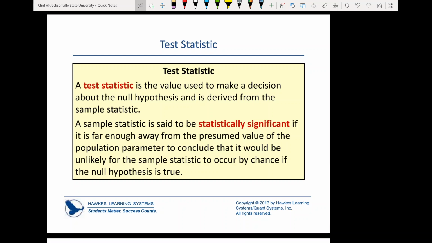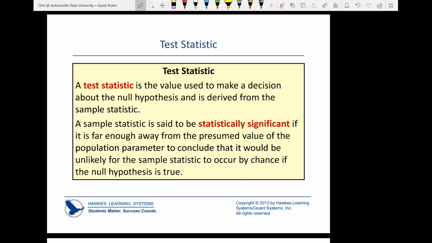Okay, now let's look at a little bit more vocabulary. So the big picture, when we're doing a hypothesis test, we start off assuming the null hypothesis is true, and we're trying to gather evidence in favor of the alternative hypothesis. That's the one that's like our accusation.